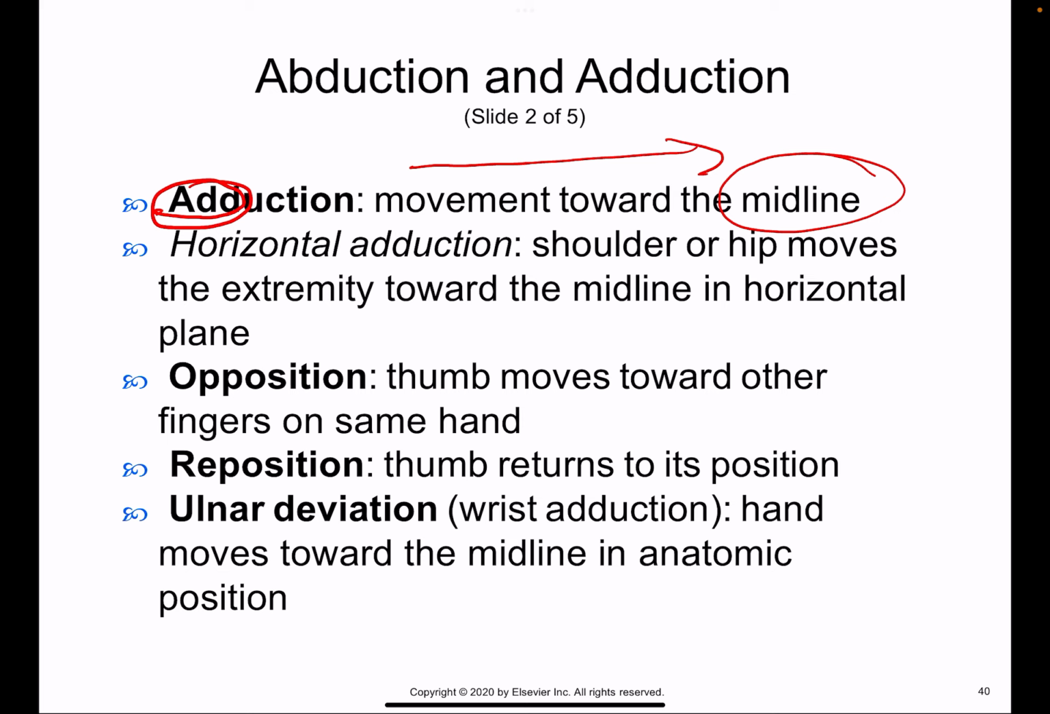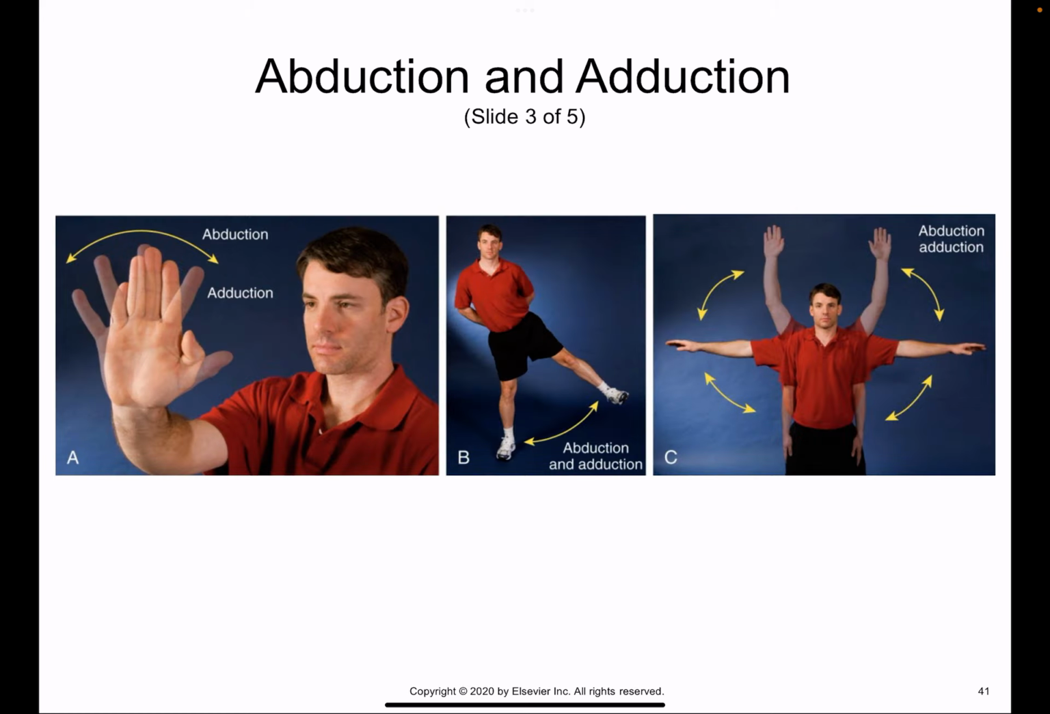Opposition, your thumb moves towards other fingers of the same hand. Reposition, it returns back to its position. So opposition, closing my thumb into my hand, reposition, my thumb returns. Of course, there is ulnar deviation, which is a type of wrist adduction where the hand moves towards the midline in an anatomical position. So here we can see abduction, these pictures are a little hard to see, right?